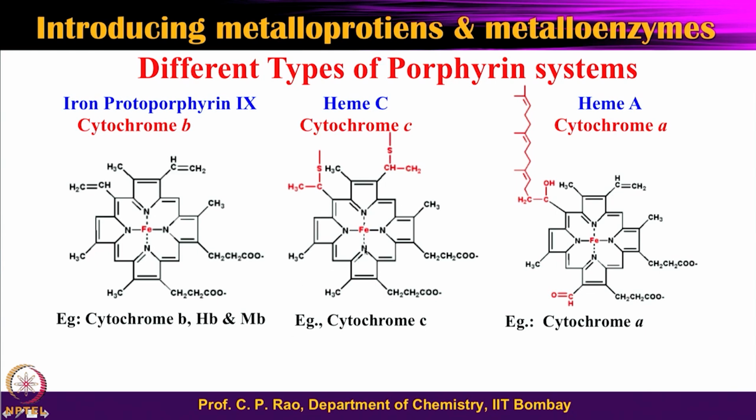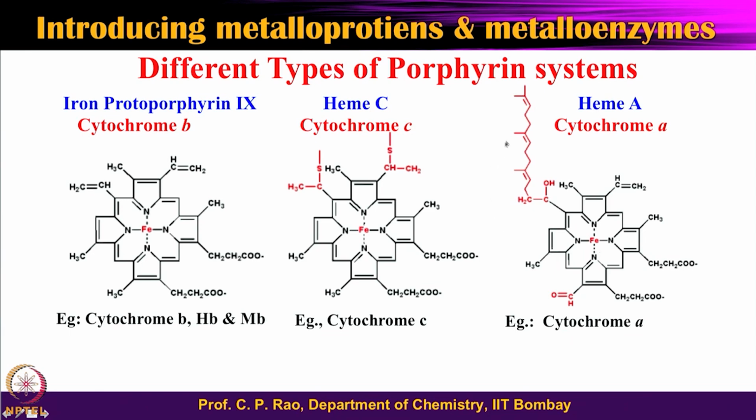Why has nature chosen some modifications here, some modifications here, some modifications here? Any guess? That is reflected in the redox potential of the iron center. So, the redox potential of the ion in this case will be different from the redox potential of the ion in this case, and different again from the redox potential of the ion in this case.